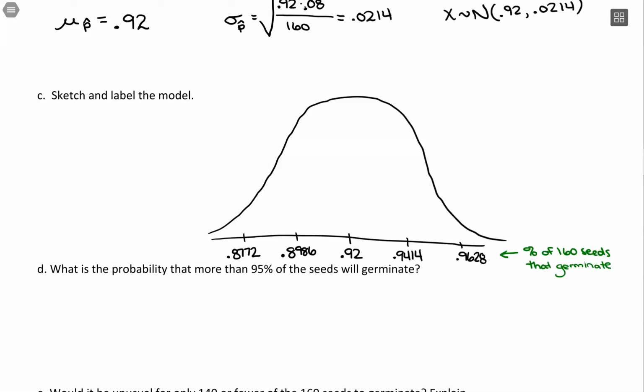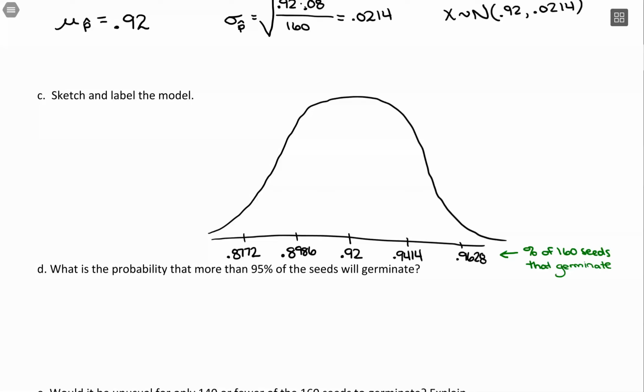And it's just that we get this idea of probability coming through with 92% being the most expected, and then we can get an idea of what's usual and what's unusual, going beyond those 2 standard deviations away from the mean. So, what is the probability that more than 95% of the seeds will germinate?